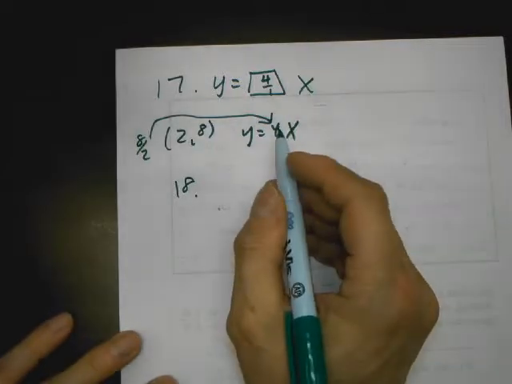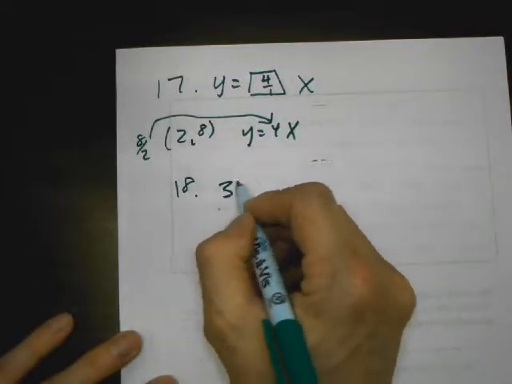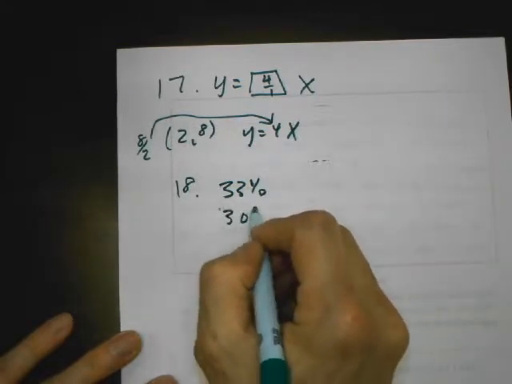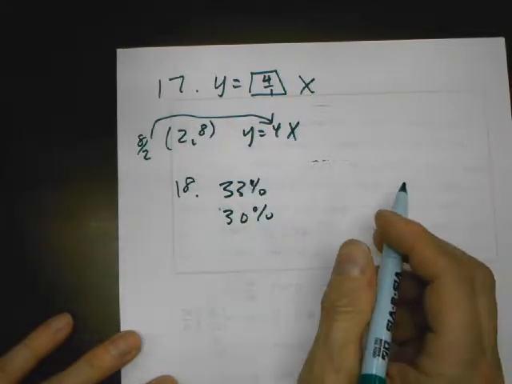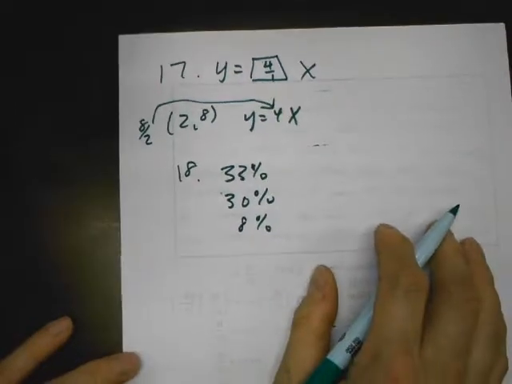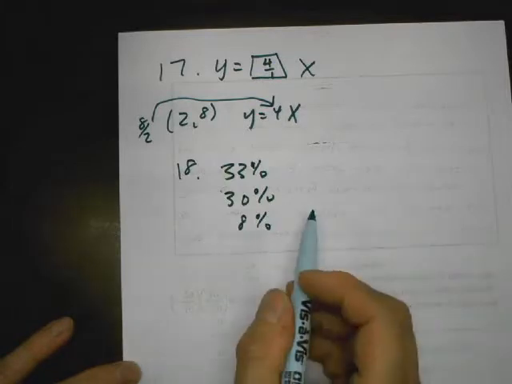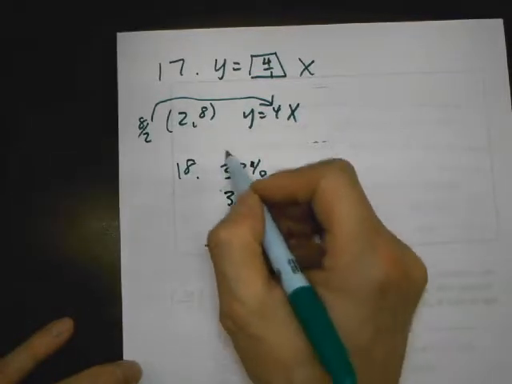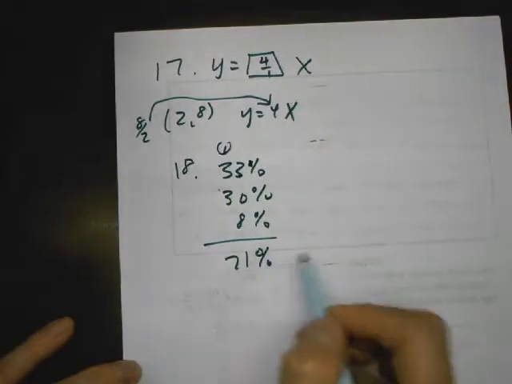Number 18 says, Monday through Friday, a student spends 33% of his time sleeping, 30% of his time at school, 8% of his time practicing a sport, and the rest of his time is using other various activities. So if I add this up, I get 71%.